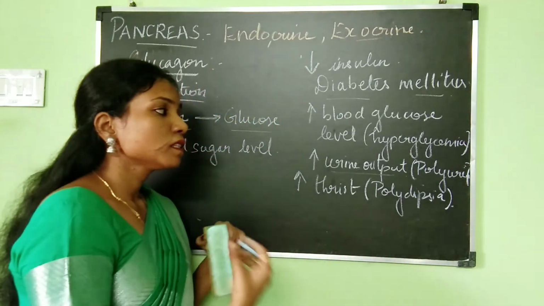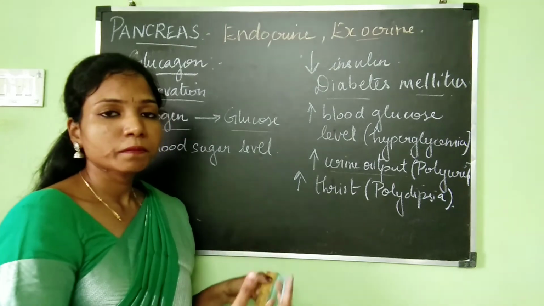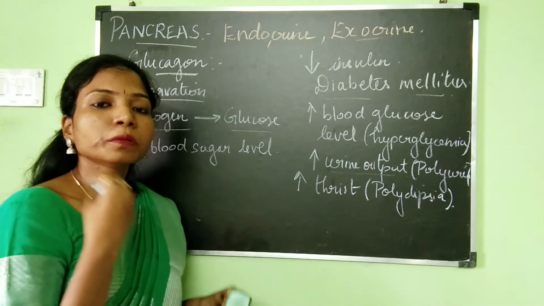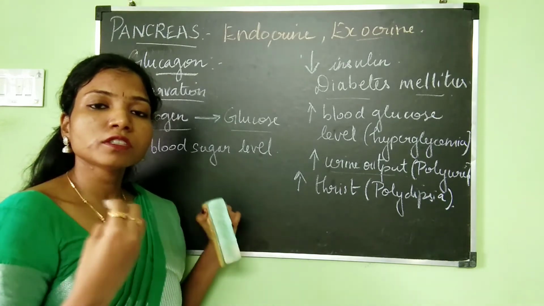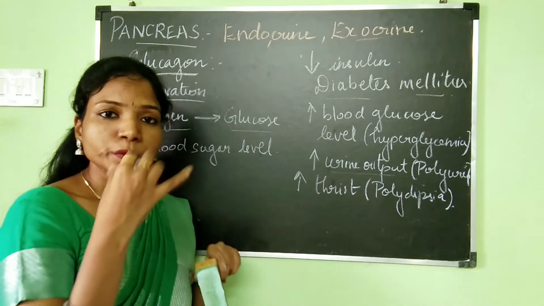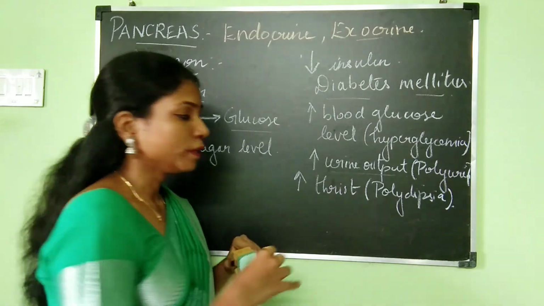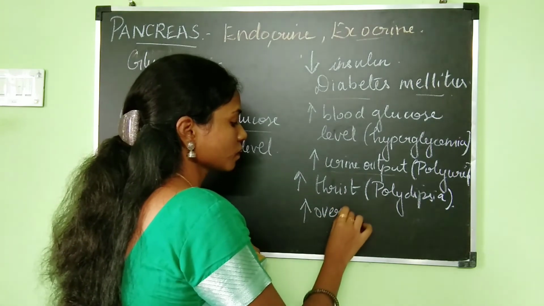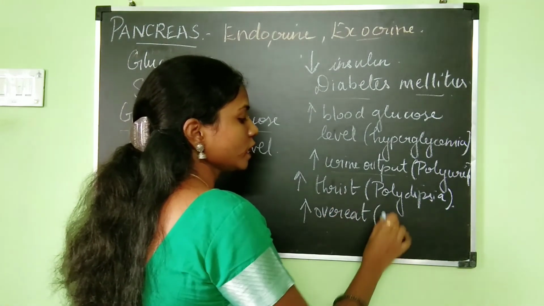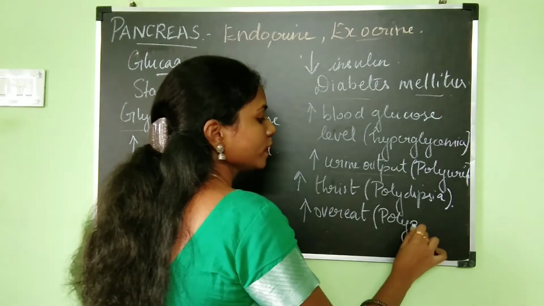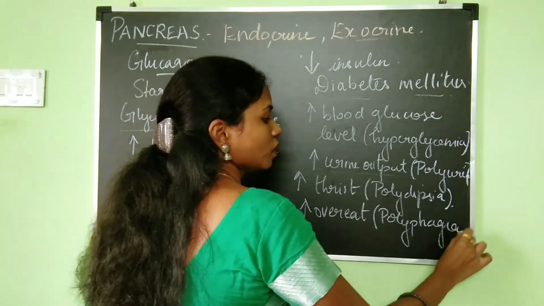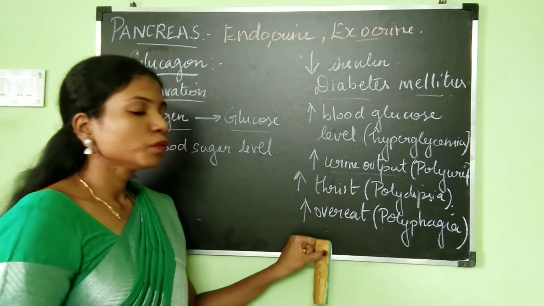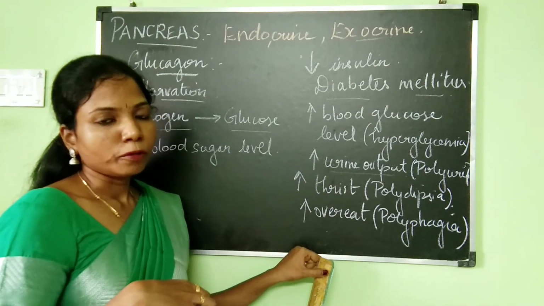And as these people who are suffering with diabetes mellitus do not have any stored glucose in their body, in order to get an instant source of energy, they will continuously eat. They will feel hungry often, and that situation where they overeat is known as polyphagia. Phagia means to eat. So the person will start over consuming food.